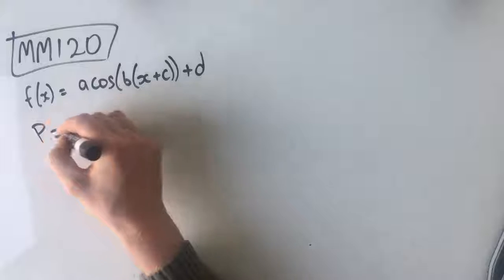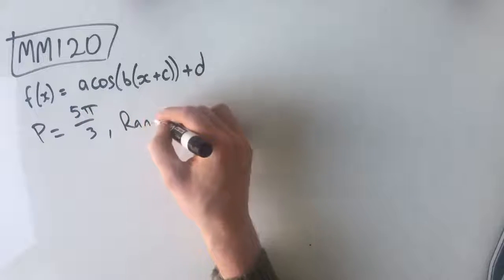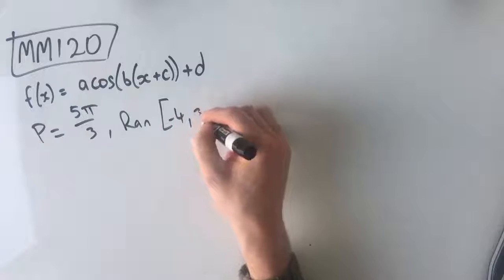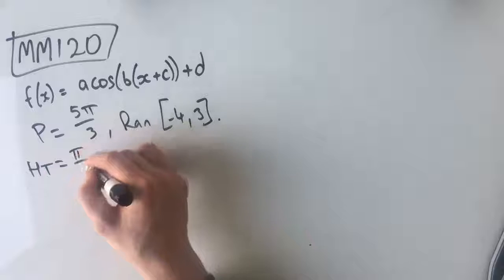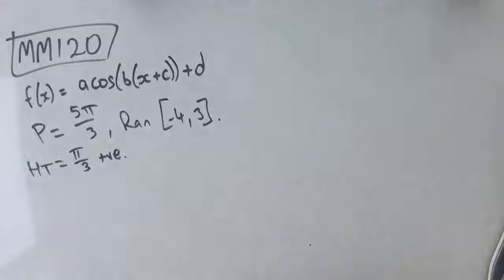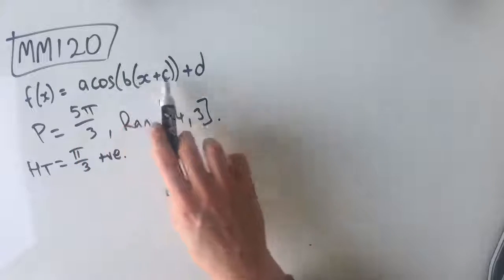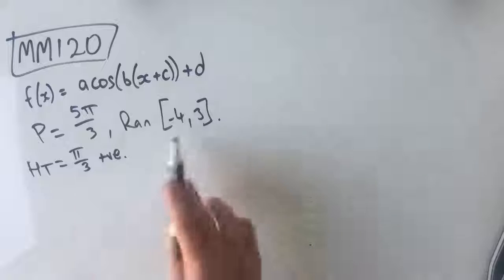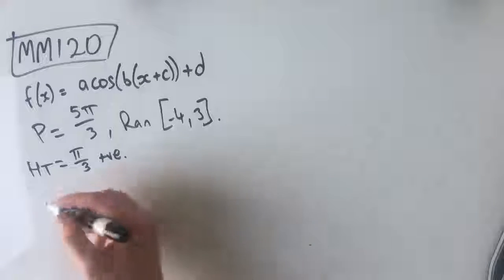The question tells us that its period is 5 pi on 3, its range is -4 to 3, and its horizontal translation is equal to pi on 3 in the positive direction of the x-axis. Awesome. So we've basically got to figure out what our values of a, b, c, and d are based on all of this information. So let's start with the period, because that's unaffected by anything else.